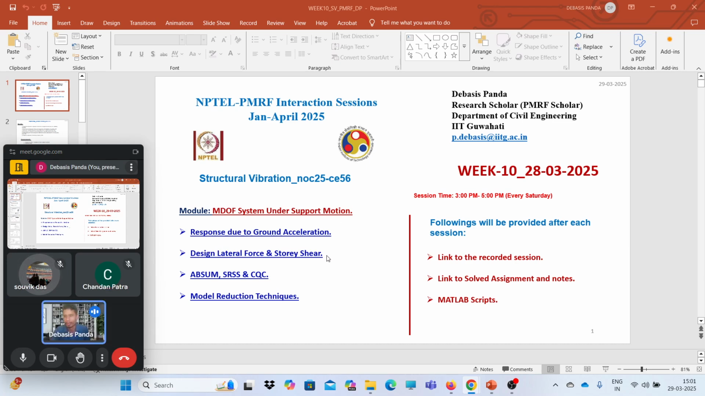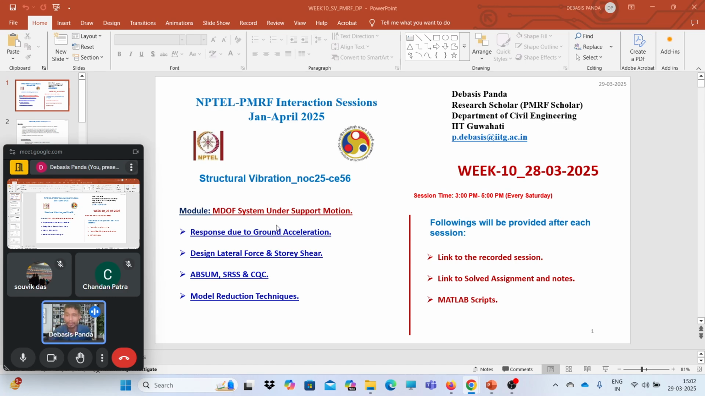Okay, so good afternoon, everyone. Today is the 10th interaction session on structural vibration. Today we will go through the response analysis of MDF system under support motion, where we will see how to calculate the design lateral forces and Storey shear, and we will see different modal combination rules like absolute sum, SRSS, and CQC, and then we will move to the model reduction technique. We will see how we can use the concept of static condensation and dynamic condensation for the model reductions.